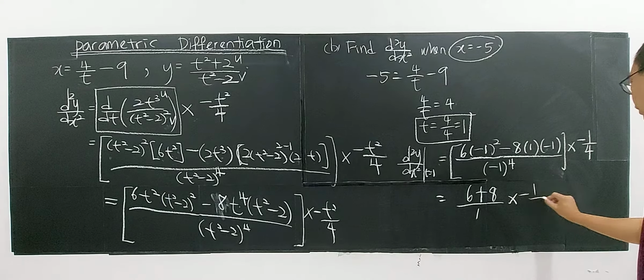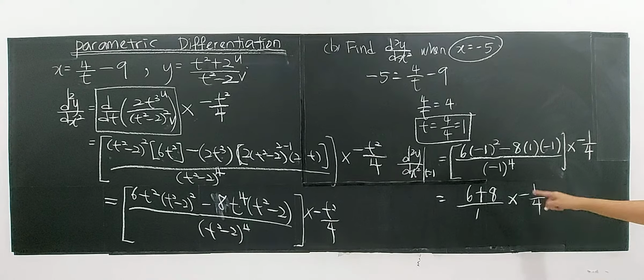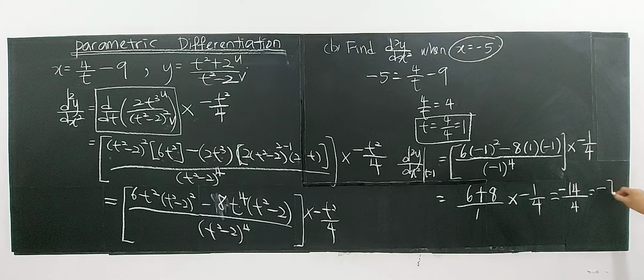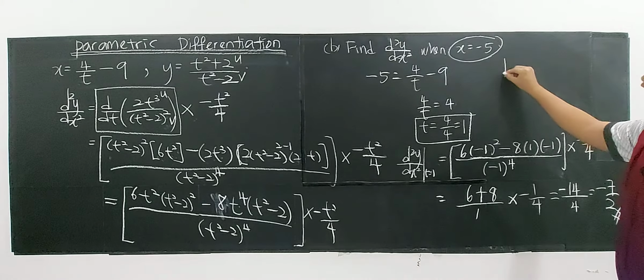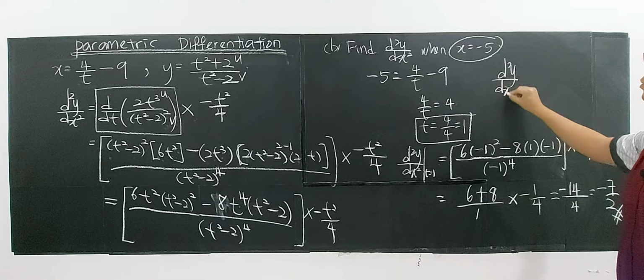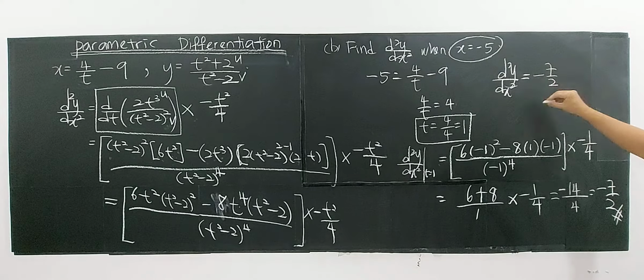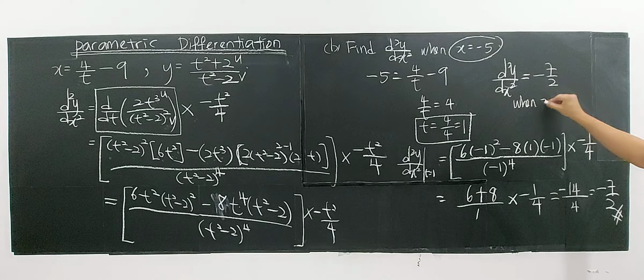Multiply with negative 1 over 4. So you are getting 8 plus 6, 14. Multiplying by negative 1 over 4, you have negative 14 over 4, which is negative 7 over 2. So that means d2y dx2 is equal to negative 7 over 2 when x is negative 5.